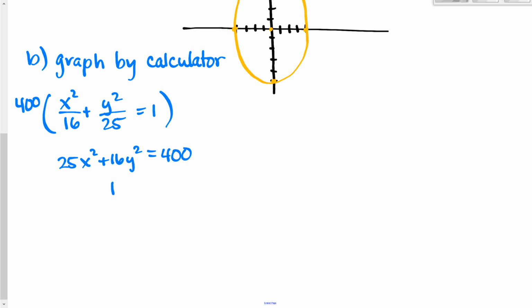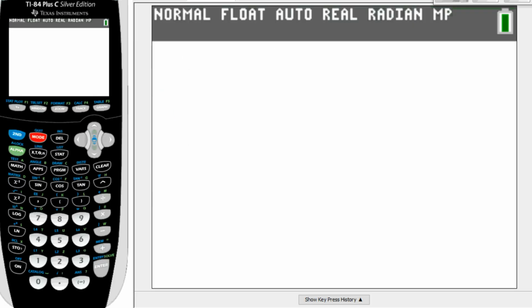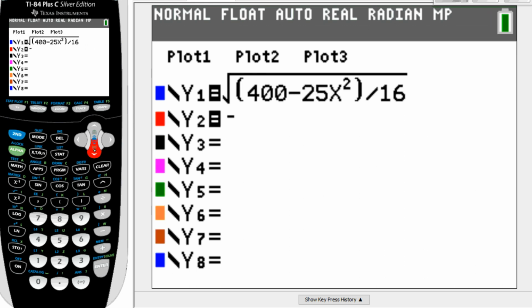So we're isolating y, so we're going to subtract 25x squared from both sides. And then we're going to divide by 16. And then we're going to square root. And remember what we did with the circle when we used a graphing calculator was we let one function be the positive root and we let the other function be the negative root. So I just grabbed my calculator and I went to y equals and I typed in one of them. I typed in the positive root, and then I decided to show you a shortcut if you want to be lazy.